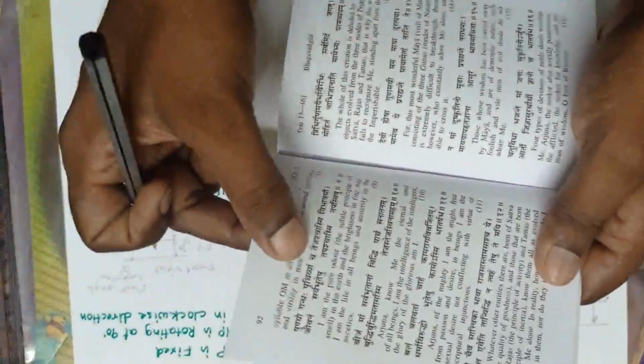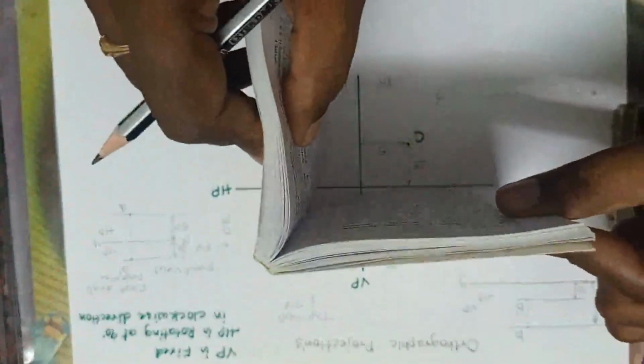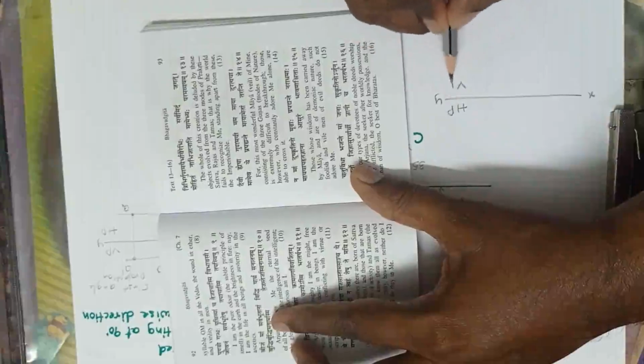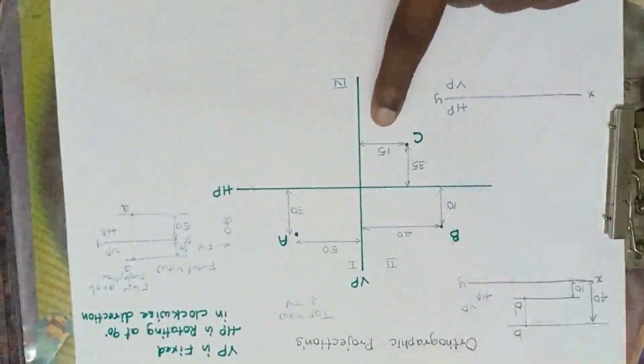So what to do? I have to show this HP. This HP is rotating upwards, and I am showing it like this. So this is HP, this is VP. So I am writing here, this is HP and this is VP. Done. Over. Now let us come to the distances.